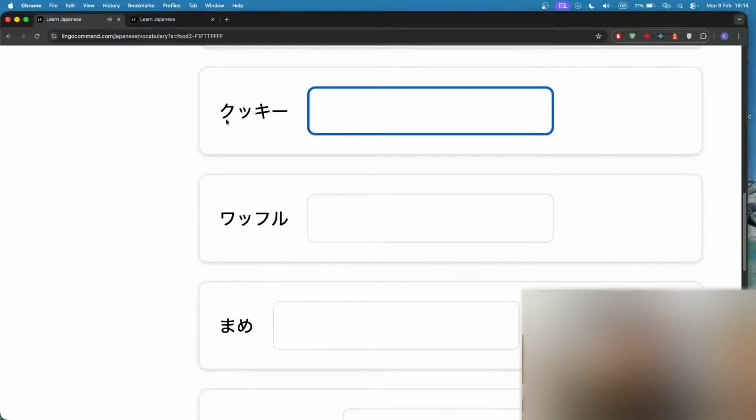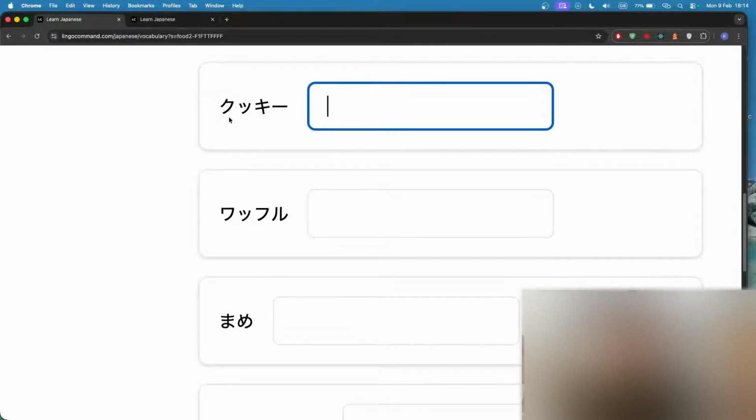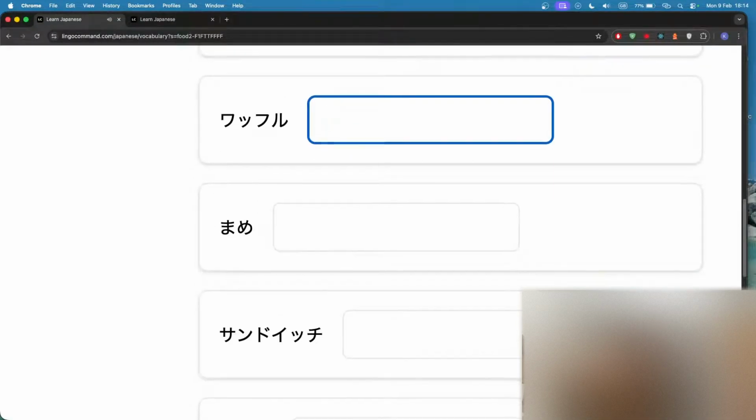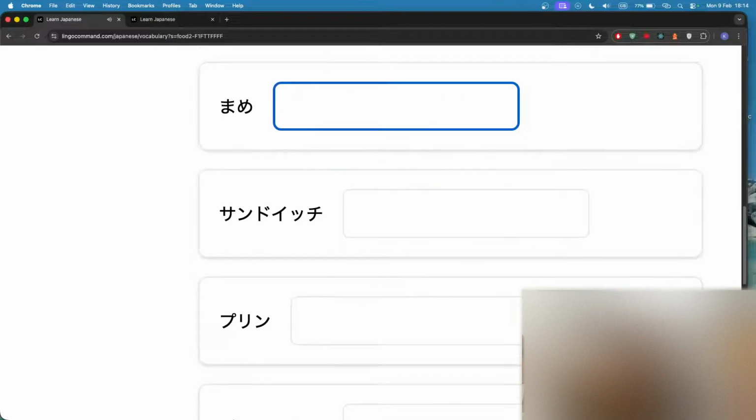And this is kuki. So here we have sokon. This half size tsu acts as a pause. And then this dash here extends the vowel sound in ki. So it's kuki, which means cookie. And then the next one here is wafuru. Sokon here acts as a pause. Wafuru means waffle, presumably. Mame is a Japanese word, not a loan word, and it's just beans.